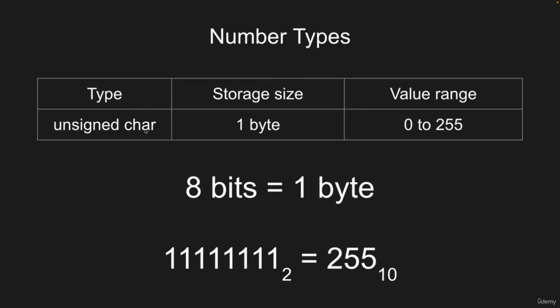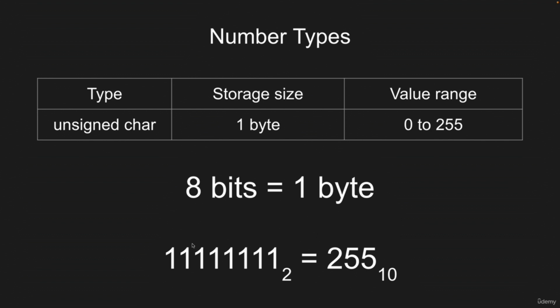So here's an example of why an unsigned character would have a value range of 255, because 8 bits is equal to 1 byte, right? So then the storage size is 1 byte. So there's going to be only 8 digits or 8 bits. So 1, 2, 3, 4, 5, 6, 7, 8. And then we know that a bit can only store 0 or 1, and 1 is the maximum value a bit can store. So this binary number equals 255 in decimal value. So this is why the value range is 0 to 255.